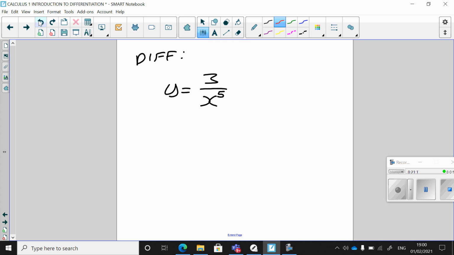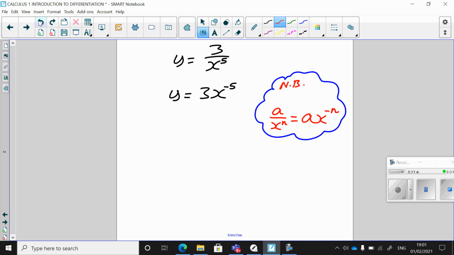The format has to be 3 times an x to a power. So what we have to do here is bring x up next to the 3 or any other number that's there. And because we're bringing the x to the power up from the denominator, the bottom part of the fraction, we have to change the sign of the power. And you know, that's just using your laws of indices here. So we've done that there.